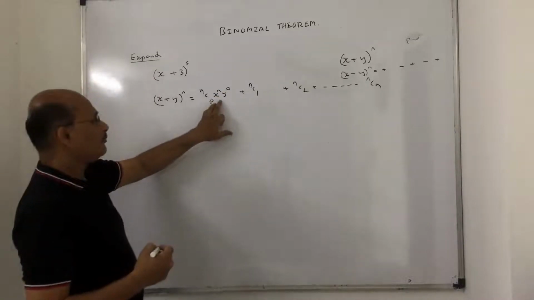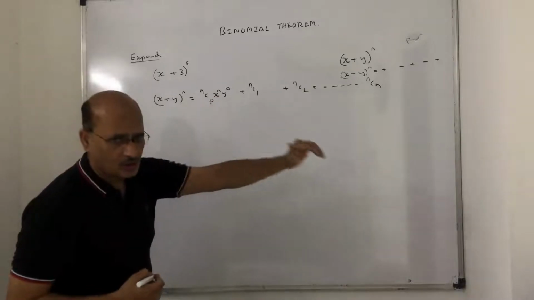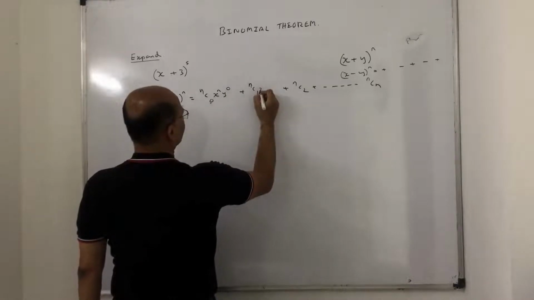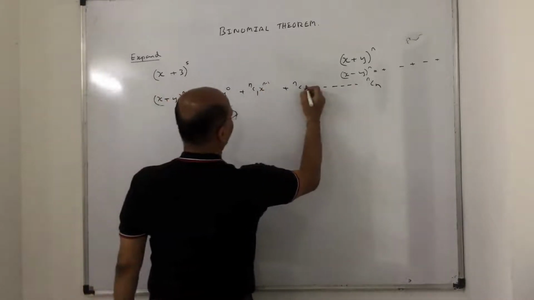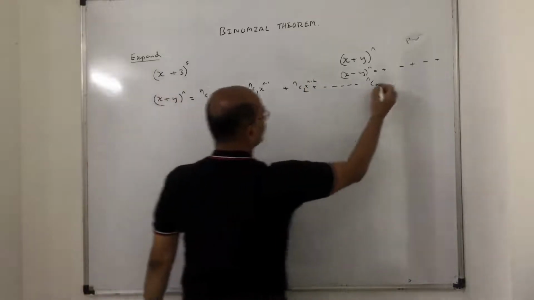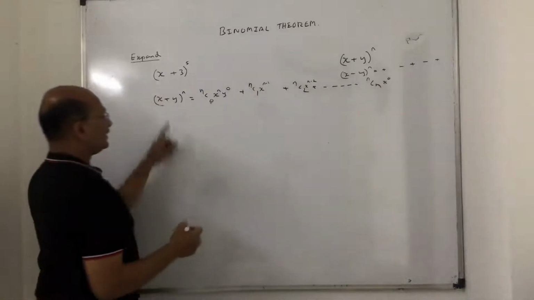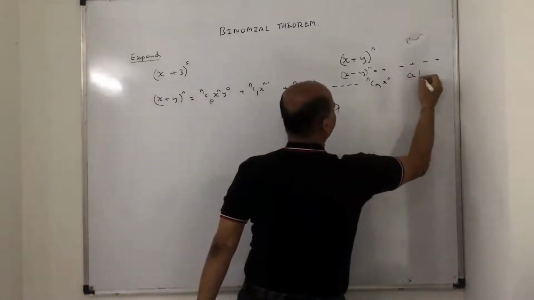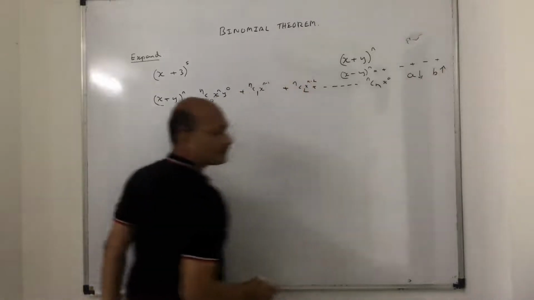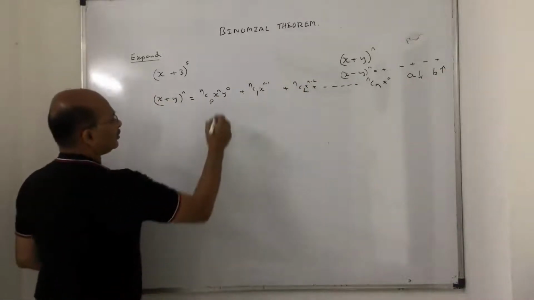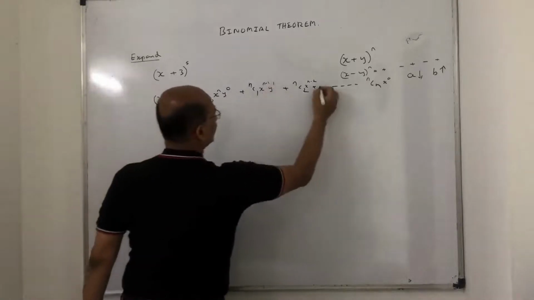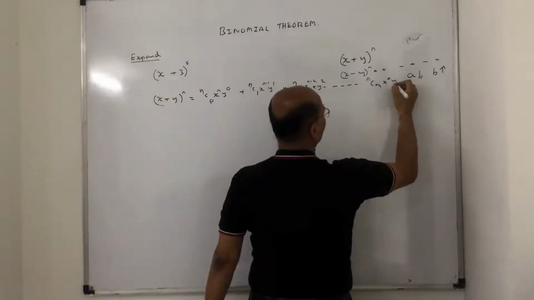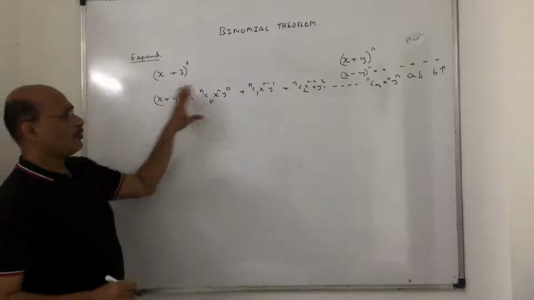Now a very important point: the x power goes on reducing. So x raised to n becomes x raised to n minus 1, then x raised to n minus 2, and finally x raised to 0. Whereas the second term starts increasing the power. I repeat, the first term decreases in power and the second term increases in power. So y raised to 0, y raised to 1, y raised to 2 and so on, up to y raised to n. This is the basic formula for expanding.